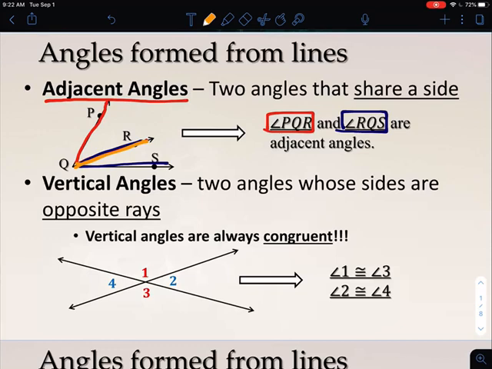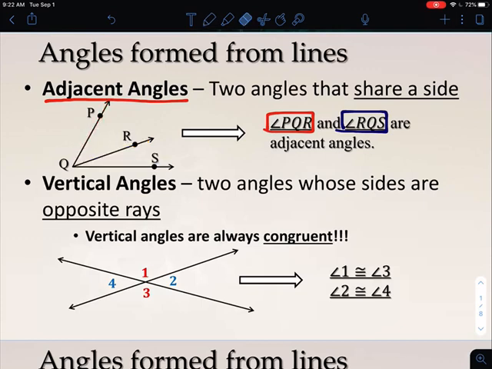that share a side. It means they're next to each other and they have a side in between that they share. Now what's really important here is to understand that just because two angles share a side does not automatically make them adjacent. They have to be next to each other.